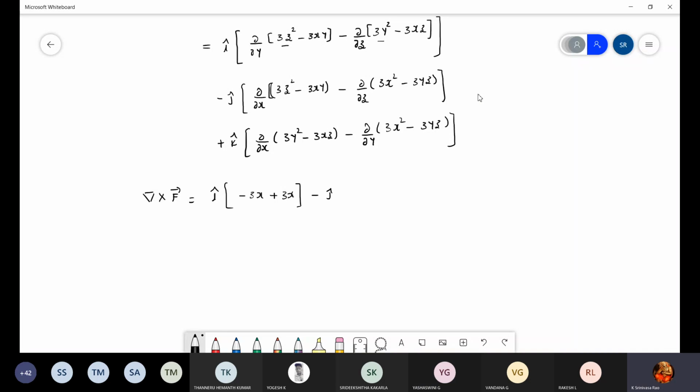Minus j cap into with respect to x, this is 0, 3z square 0, minus 3y. With respect to z, again 3x square 0, you will get minus 3y, that minus into minus, plus 3y. And the last one plus k cap into with respect to x, this is 0, with respect to x minus 3z, and with respect to y, 3x square is 0, plus 3z.